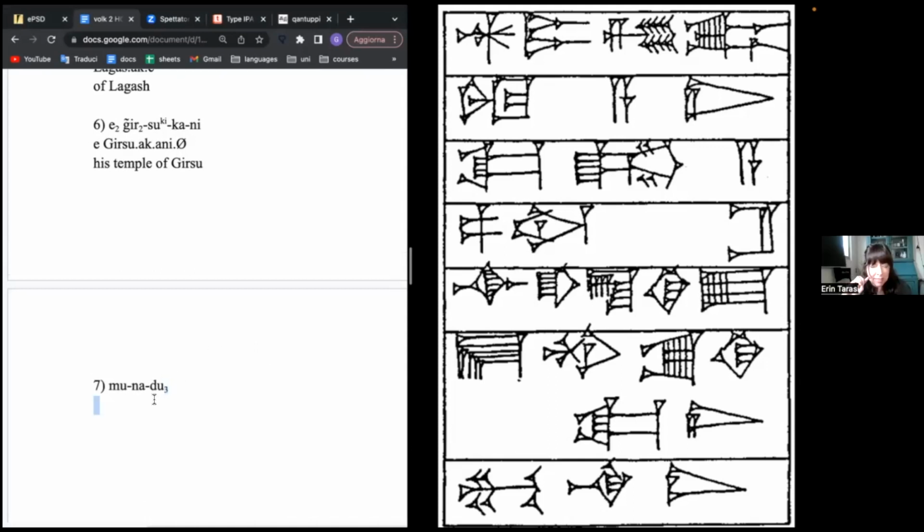So the mu is the conjugational prefix. The na is the dative, the third person dative. Right. So we're going to say EP for her, I'm assuming, for her since the beneficiary is feminine. And then do 3 is the verb. Very well. So he built for her. All right.